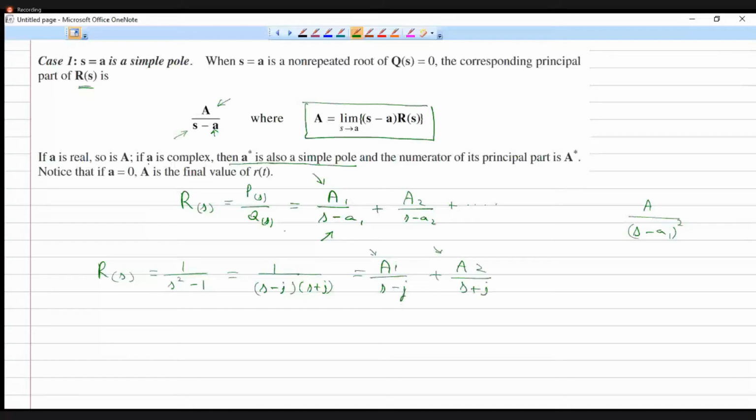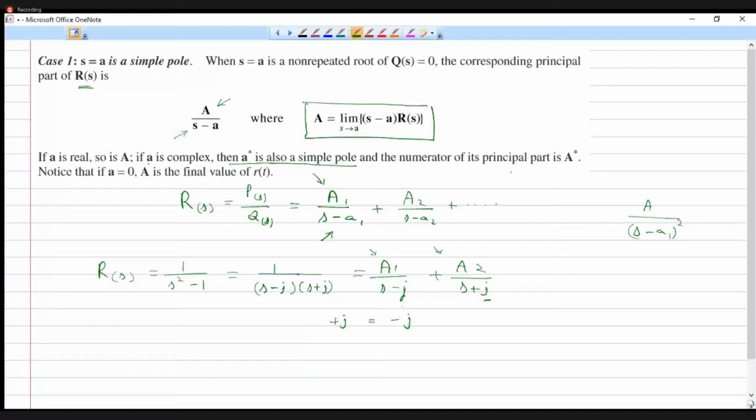For example, if this pole, whatever we have in the denominator, is a complex quantity, for example j is a complex number, then I can have the complex conjugate of j also as a simple pole. The complex conjugate of plus j is nothing but minus j. So that is why I can split it as a1 by s minus j plus a2 by s plus j. We can always say that whenever you have complex poles, they always appear in conjugate pairs.